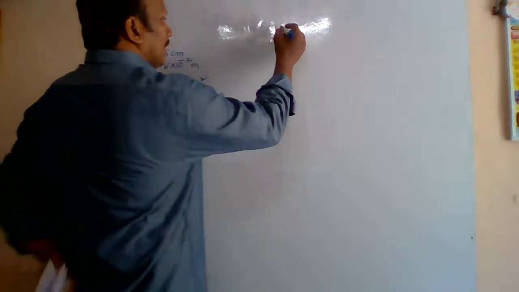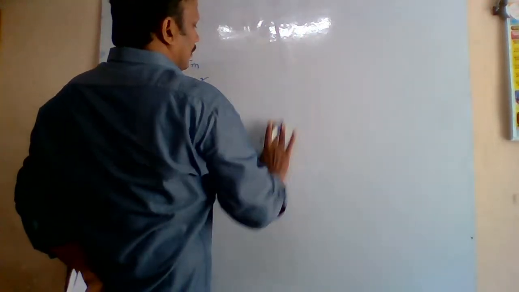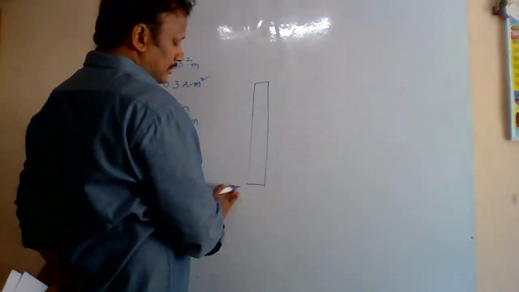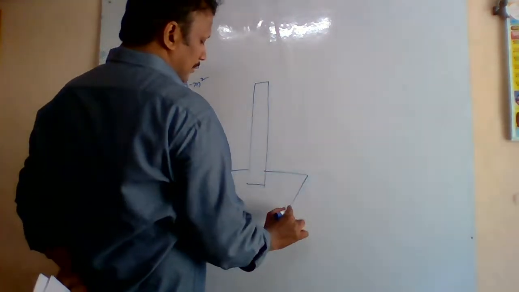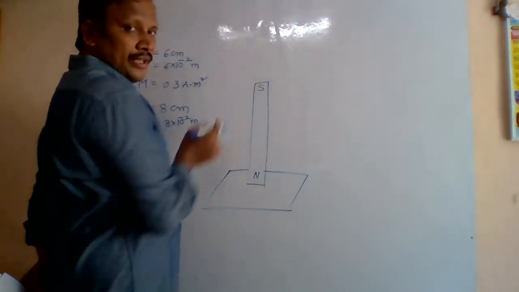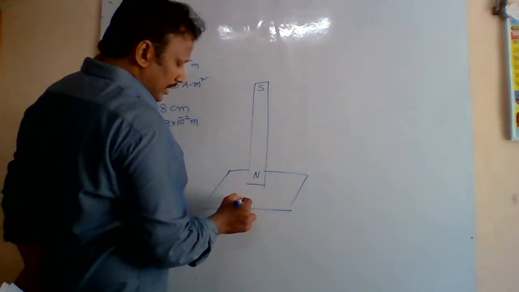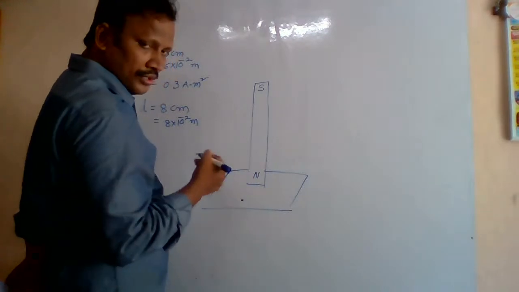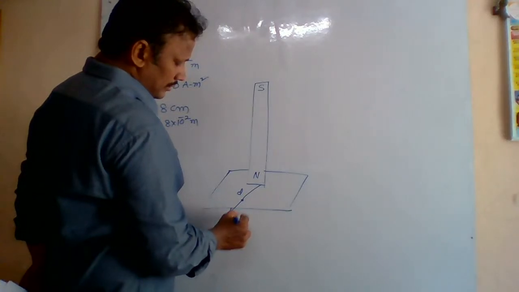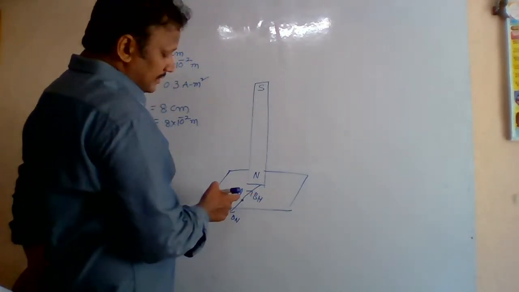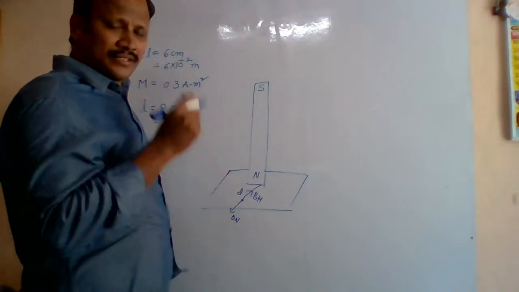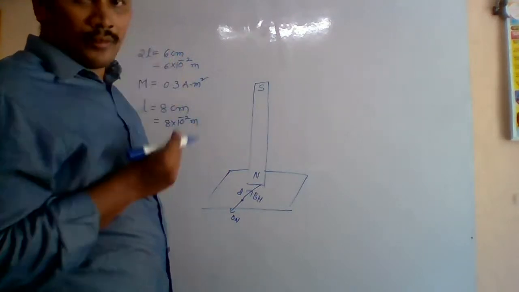As I already told, whenever a long bar magnet is kept on a horizontal table, the south pole is here and the north pole is here. In case of a long bar magnet, the null point is located towards geographical south at a distance d. At this distance d, Bn and Bh are balanced. At this point there is some effect of the other pole, but that field is very, very negligible in case of a long bar magnet.